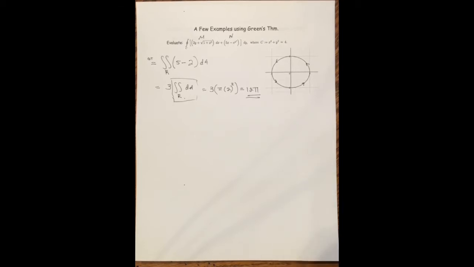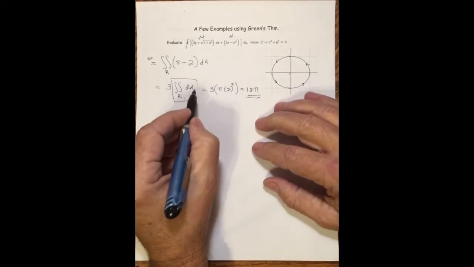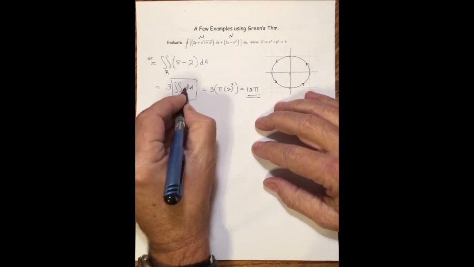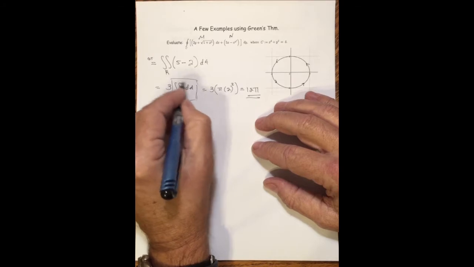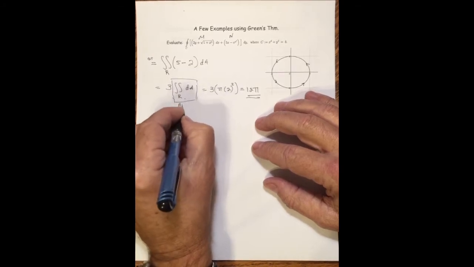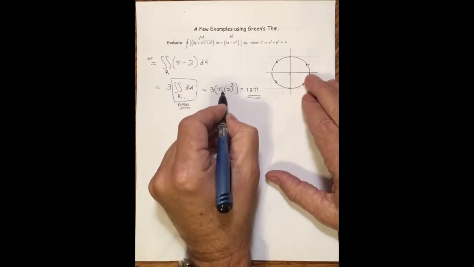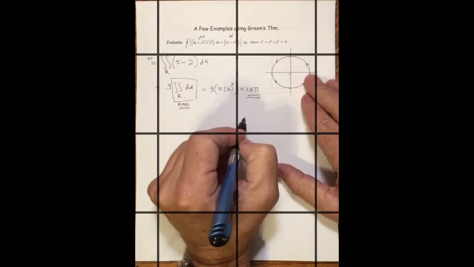Okay, so everyone see why that's going to work, because this double integral, since that's a 1, represents the area of the region. This is the area. And I know that the area is pi times 2 squared because it's a circle of radius 2.